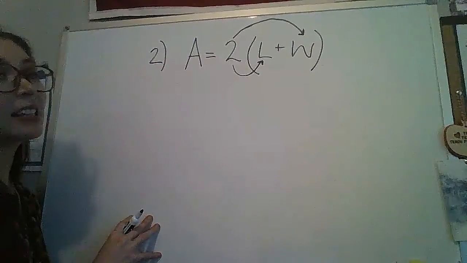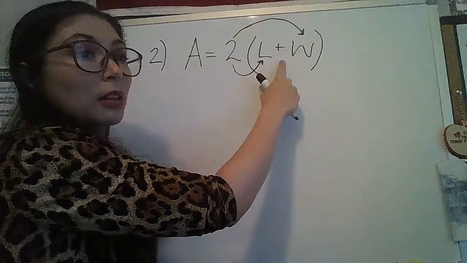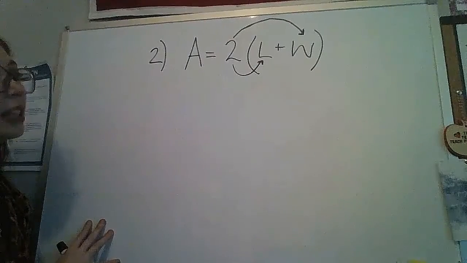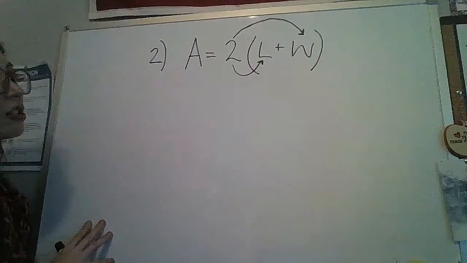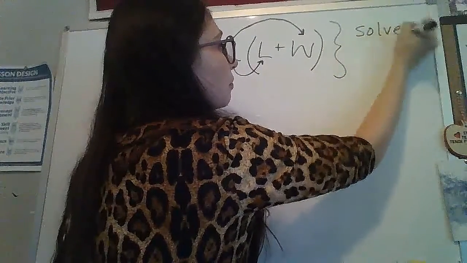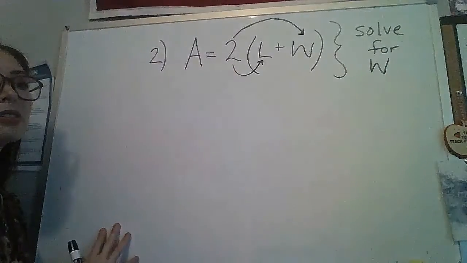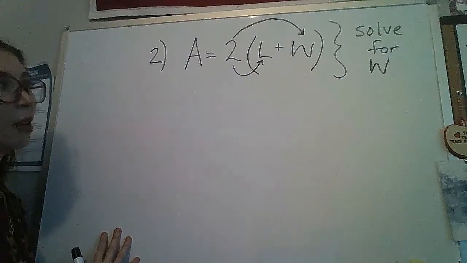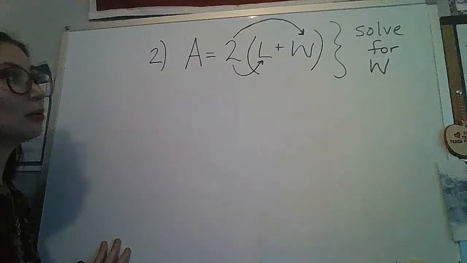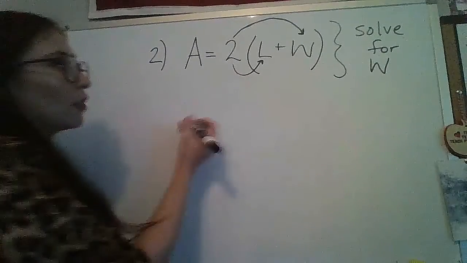Okay, let's look at this second example. Area equals 2 times length plus width, all in parentheses. Now there are a couple of ways to solve this, but let's focus on what we're solving for. So in this case, we're going to try to solve for W. Now I can choose to distribute or not to distribute, but I would like to think that we're not quite ready to really sort of manipulate these things without distributing. So I'm going to first distribute.